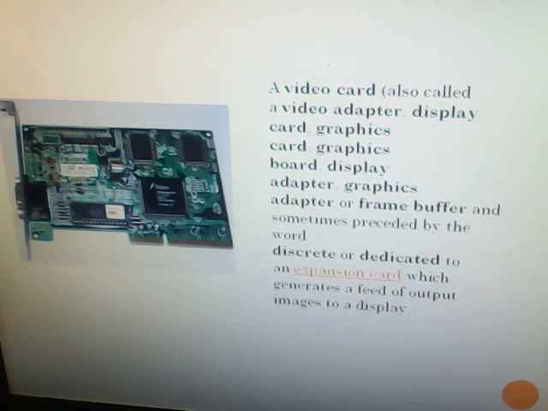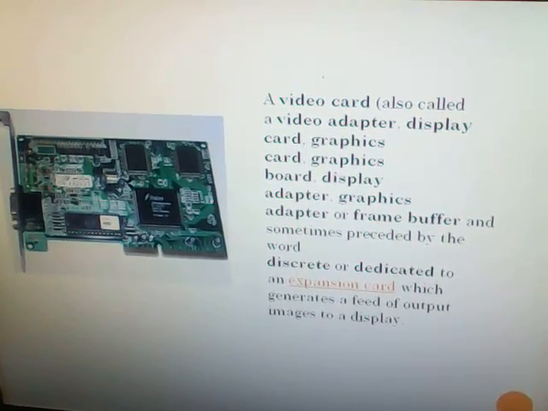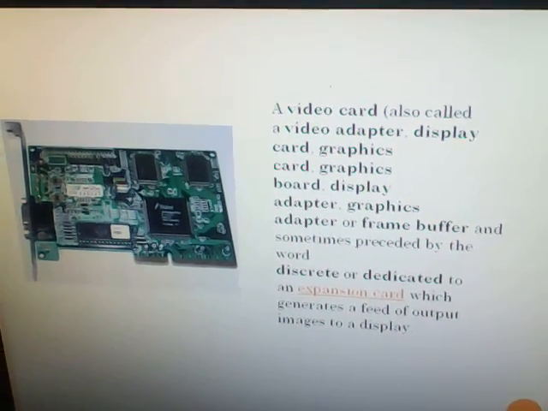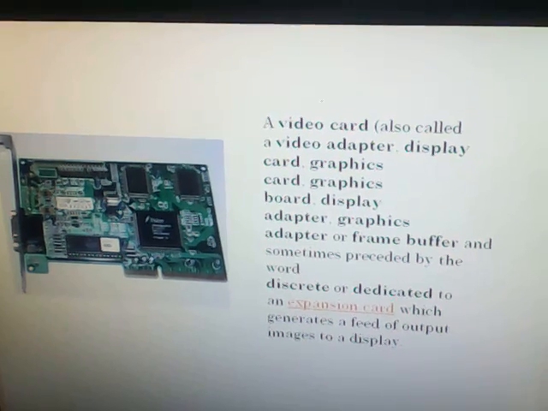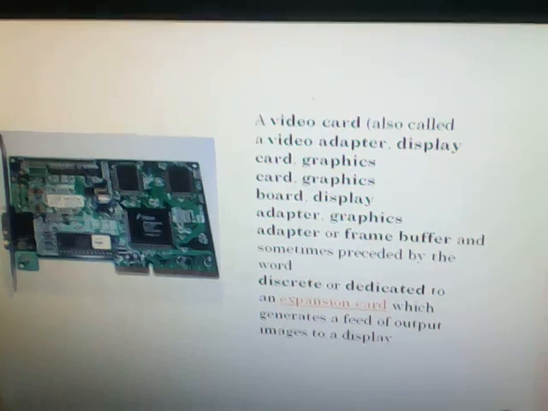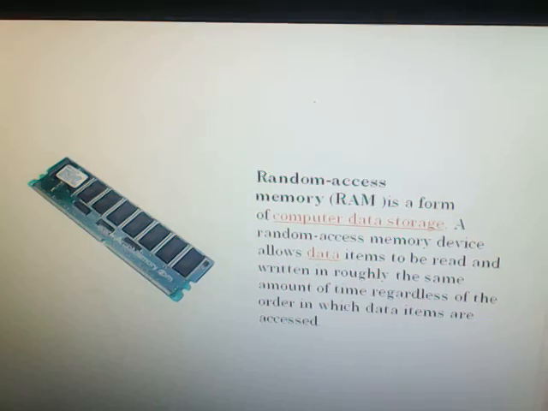A video card, also called a video adapter, display card, graphics board, display adapter, graphics adapter, or frame buffer, is sometimes dedicated to an expansion card, which generates a feed of output image to a display. Random access memory (RAM) is a form of computer data storage.